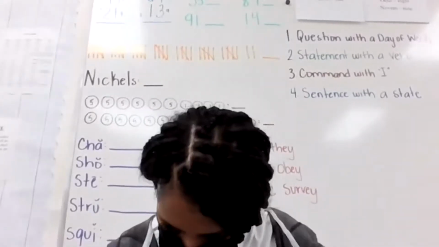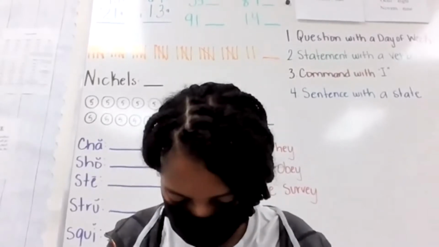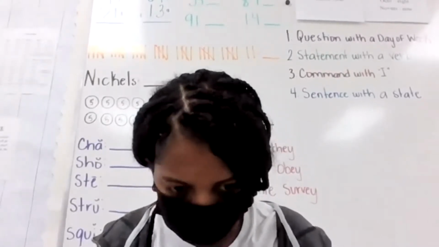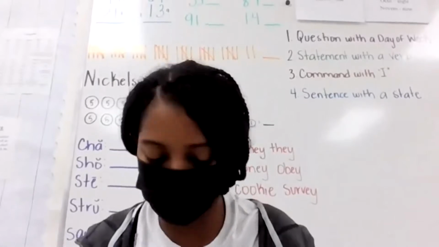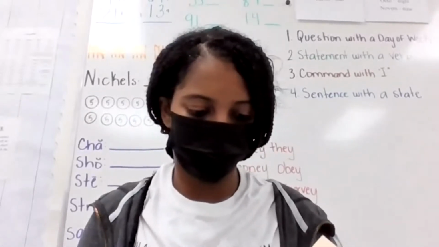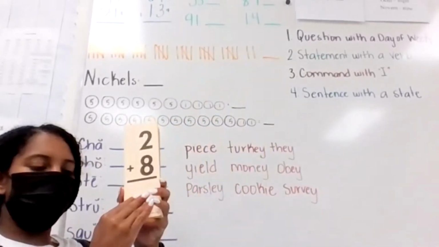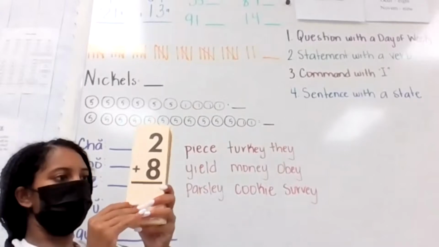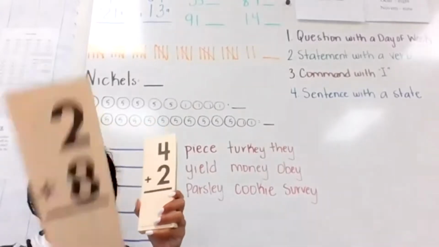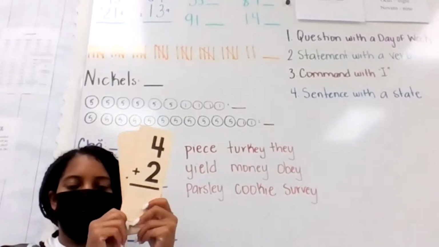All right, let's start with some math facts. Going over a couple of facts. All right, let's go. 2 plus 8 equals 10. 4 plus 2 equals 6.